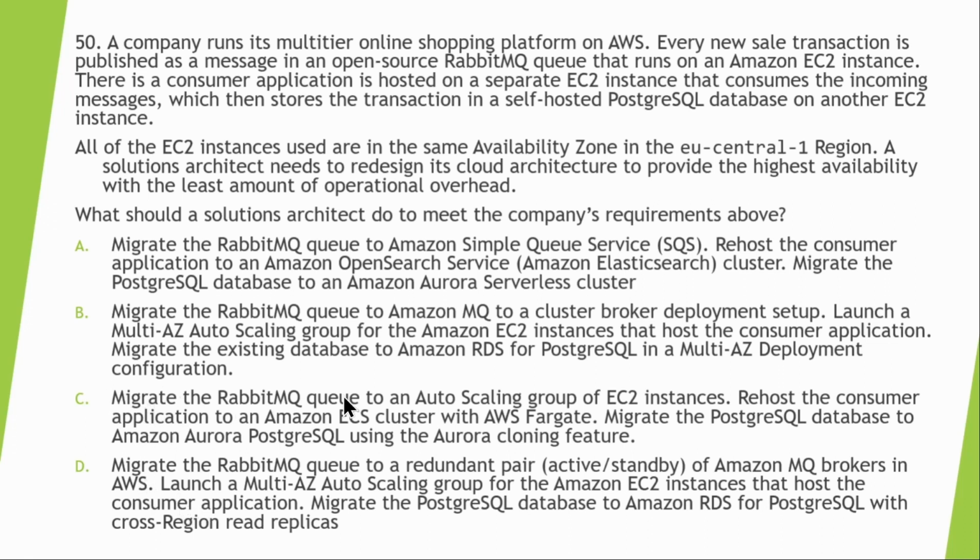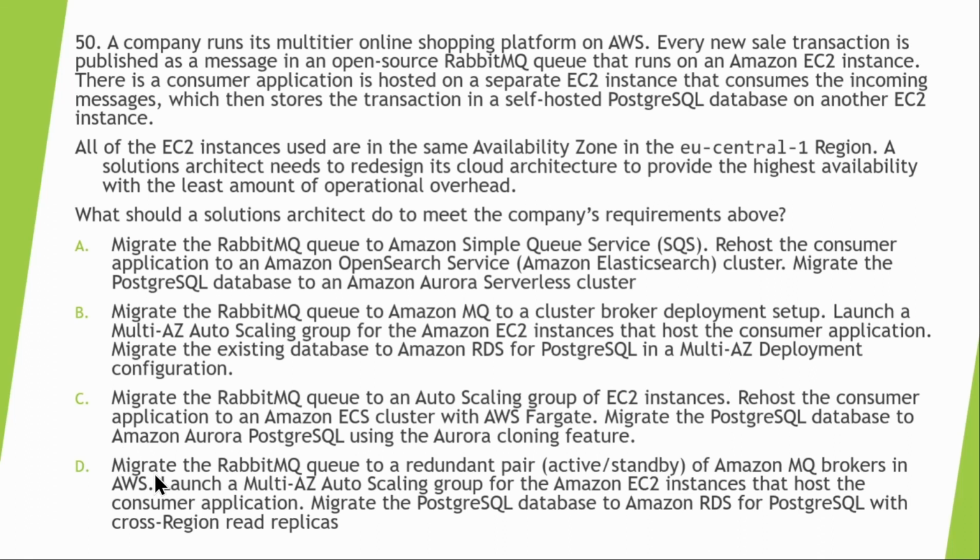Options C and D. Migrate the RabbitMQ to an auto-scaling group of EC2 instances, rehost the consumer application to an ECS cluster with AWS Fargate, and migrate PostgreSQL to Amazon Aurora PostgreSQL using the Aurora cloning feature. This is incorrect because you cannot deploy a queuing service to an auto-scaling group of EC2 instances.